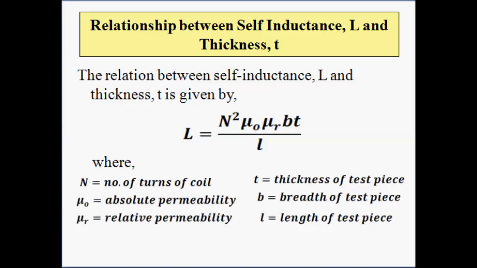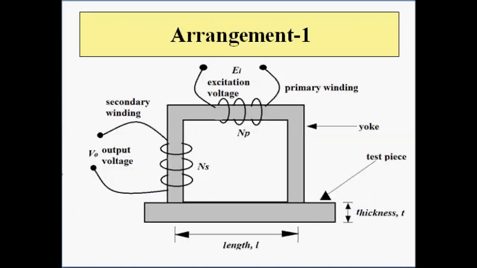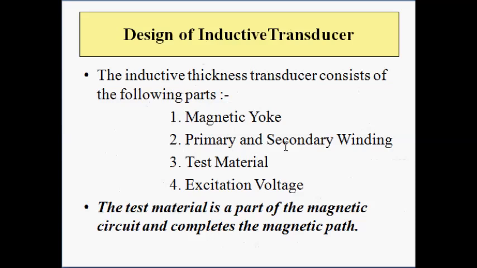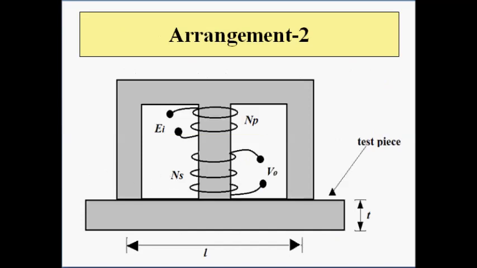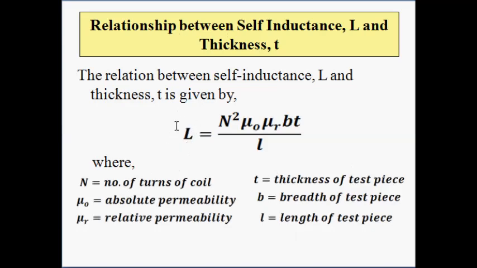So these inductive thickness transducers have many arrangements. We can arrange them in a lot of other ways, but these are the two basic arrangements. In all the arrangements which can be made, there will be four main parts, which are the magnetic yoke, primary and secondary windings, test material, and the excitation voltage which is connected across the primary winding. The thickness of the test material is to be determined, and the test material is a part of the magnetic circuit which completes the circuit continuity. So here I have discussed the basic concept related to the inductive thickness transducer, and we have established a relationship between the self-inductance L of the coil in relation with the thickness of the test piece or the material whose thickness is to be determined.